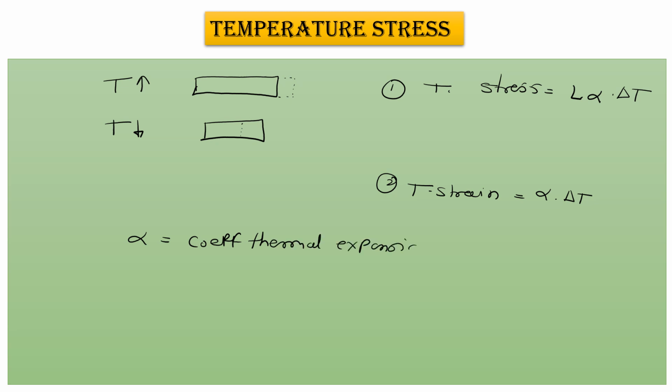There are different values of thermal expansion. For mild steel, the coefficient of thermal expansion is 12 into 10 raised to minus 6 per degree Celsius. For concrete, there is a range, 6 into 10 raised to minus 6 to 12 into 10 raised to minus 6 per degree Celsius. For copper, 16 into 10 raised to minus 6. For brass, 19 into 10 raised to minus 6. For aluminium, 23 into 10 raised to minus 6. So these are the values of the coefficient of thermal expansion.